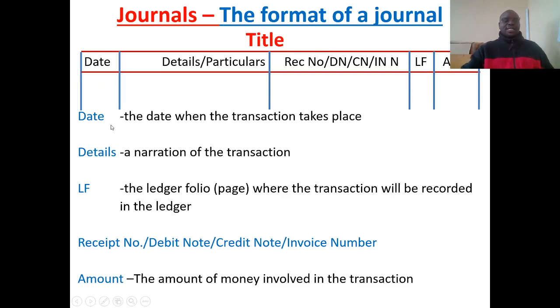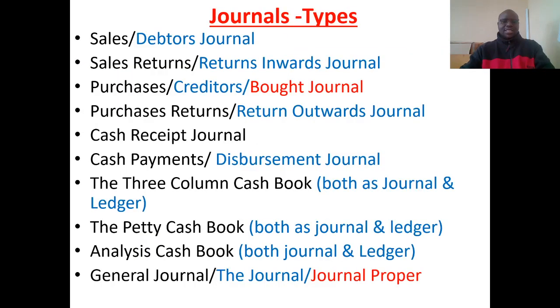So in the date column, we record the transaction date as transactions take place. The details are a narration of the transaction that is taking place. Ledger folio is the page where the transaction will be recorded in the ledger account. Then you have the receipt number, debit note number, credit note number, invoice number, etc. according to the type of journal or records that you are making. And then the amount involved in the transaction.